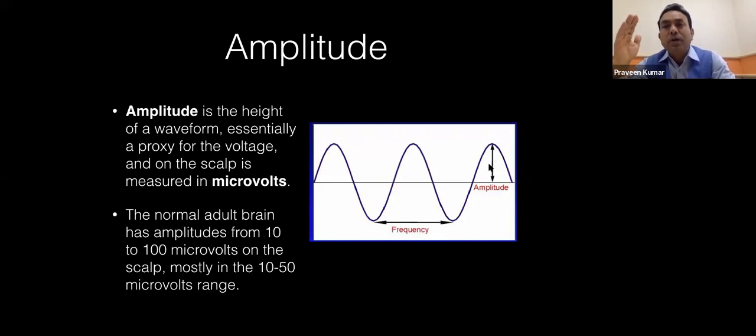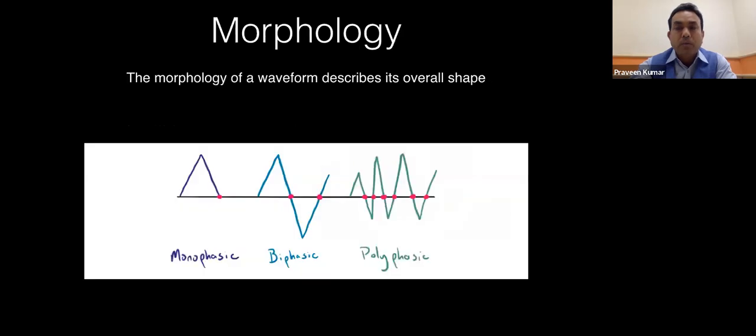Because the amplitudes may be high, like what we see in cases of hypsarrhythmia, chaotic high amplitude waves, or the amplitude may be low, like what we see in cases of electrodecrement or burst suppression pattern, suppression of background activities, or in an encephalitis pattern basically. So knowing the amplitude is important to tell whether the EEG is normal or abnormal.